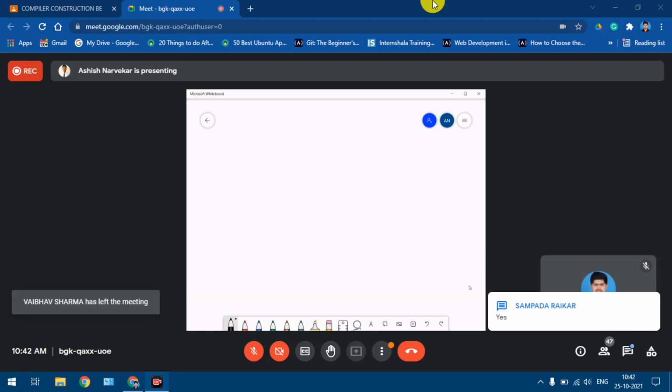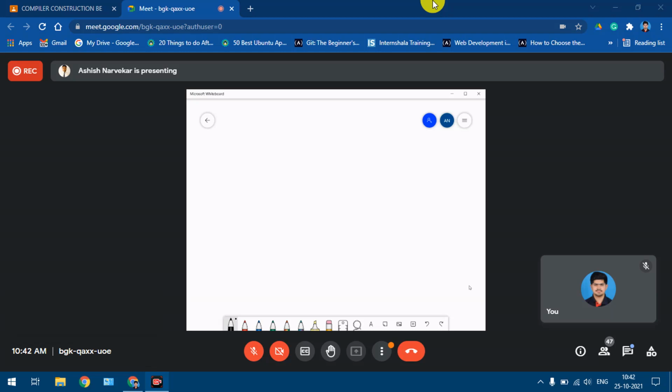Without delaying further, we'll start. In the second unit, we'll be doing syntax analysis. Now, syntax analysis means what? First, we'll take a brief look at that, and then we'll go to the prerequisite that is required.